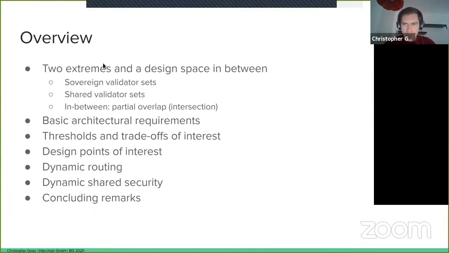So sovereign validator sets are not overlapping. That's one extreme that's been explored by Cosmos. It's explored by different chains with respect to each other. I'll get into more detail on that in the next slide. The next extreme is shared validator sets, or sharded systems.